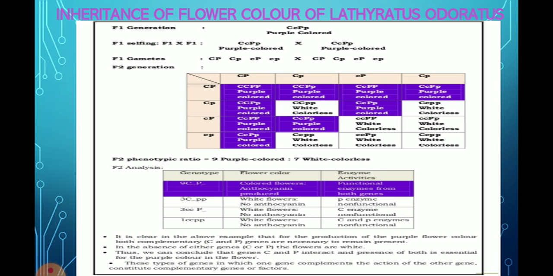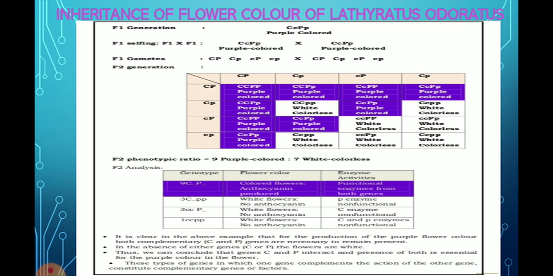So if the third pigment, we can say the complementary epistatic, the third gene which is present on a different locus, that is called substrate A. And if that is not present, it will be in the recessive form. So we can say the flowers are not purple, they will be white in color.